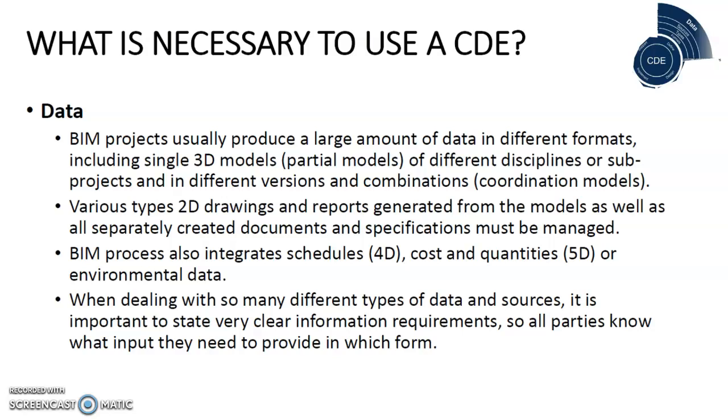Various types of 2D drawings and reports generated from the models, as well as all separately created documents and specifications, must be managed. BIM processes also integrate schedules, costs and quantities, or environmental data. When dealing with so many different types of data and sources, it is important to state information requirements very clearly, so all parties know what input they need in order to provide the data in a form that is acceptable and interoperable.